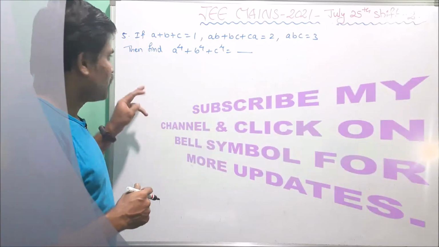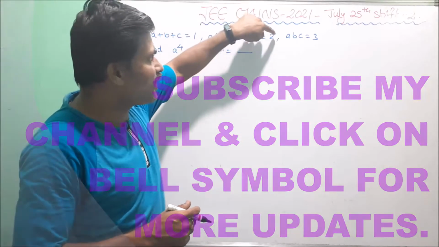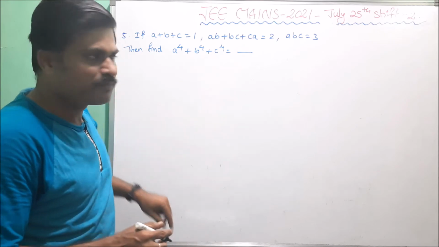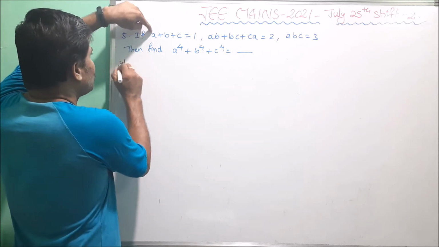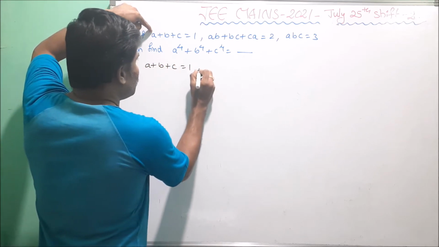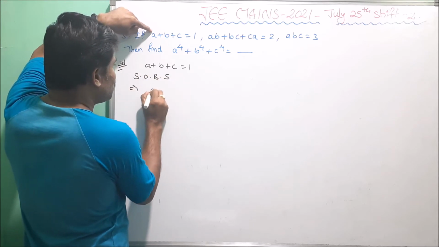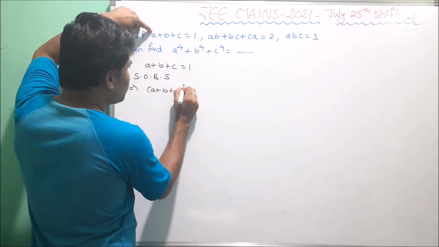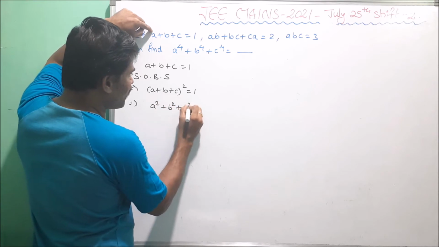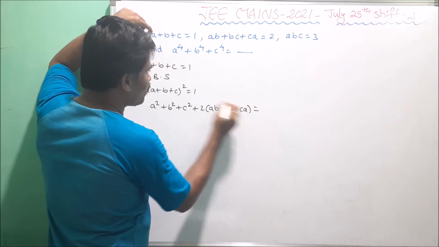Now the next problem. Here given a + b + c = 1, ab + bc + ca = 2 and abc = 3. Here we have to find a⁴ + b⁴ + c⁴. Now first we take the first condition, a + b + c = 1. Now squaring on both sides, we write (a + b + c)² = 1. Now we can simplify: a² + b² + c² + 2(ab + bc + ca). So here 1 square means 1.